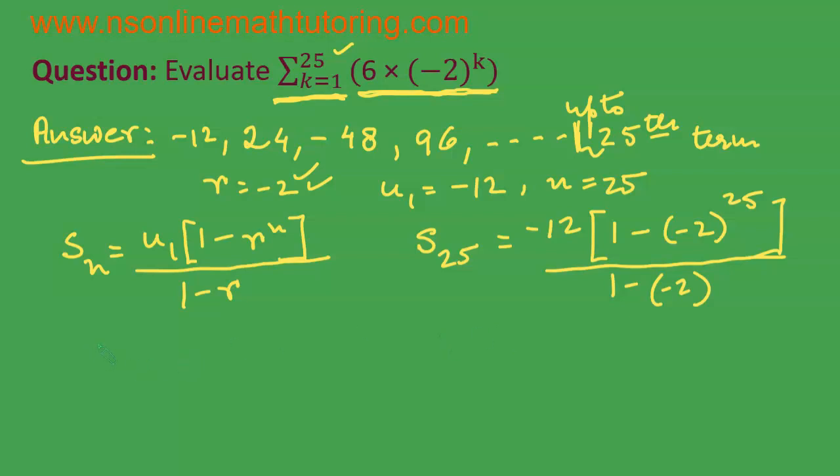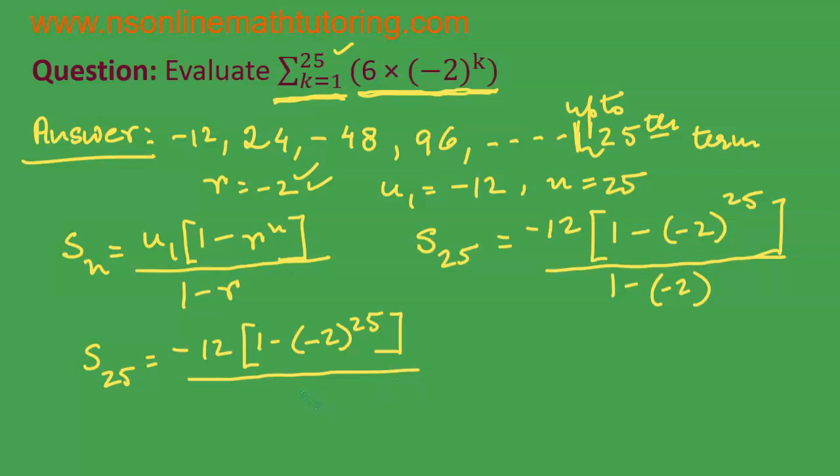So let me write over here: negative 12, 1 minus minus 2 to the power of 25 over 3, and it can become 4. So it is practically negative 4 times 1 minus minus 2 to the power of 25.